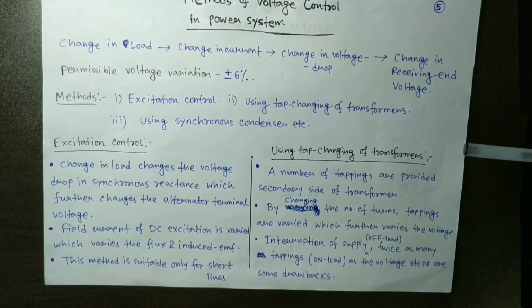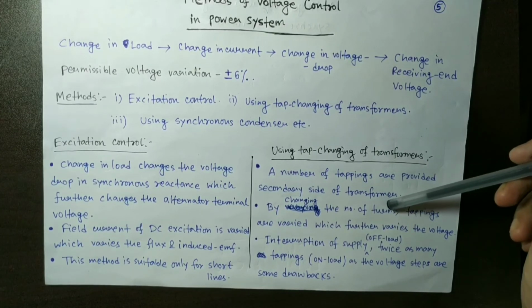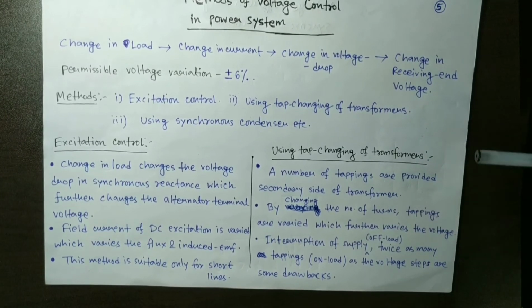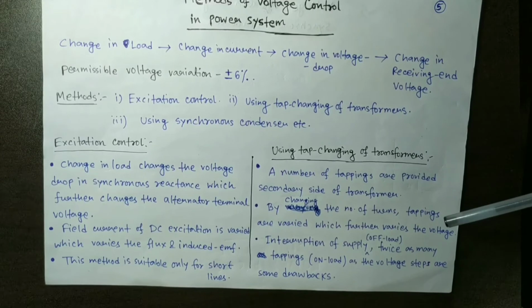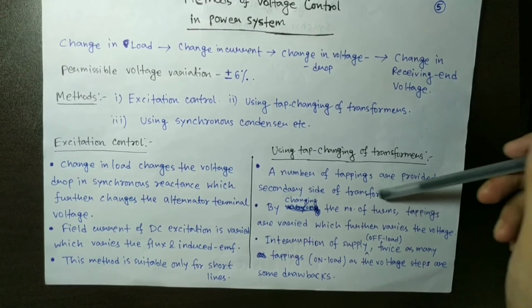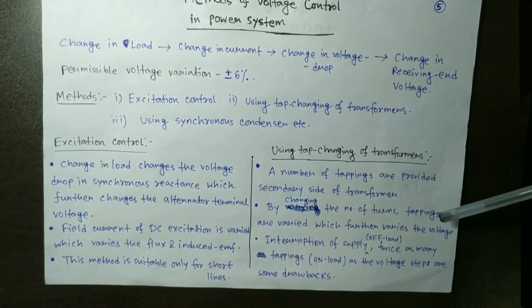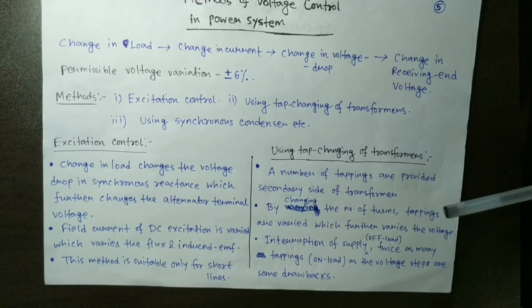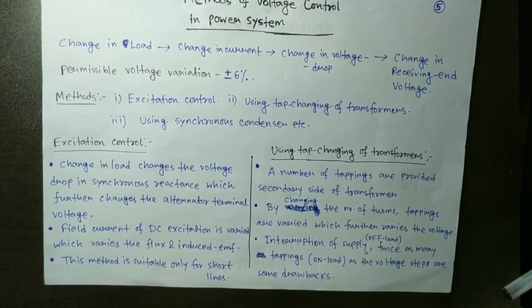So in case the load is increased, you have to increase the number of turns, so accordingly you perform the tap changing and your voltage will be increased. In order to reduce the voltage, you need to reduce the number of turns, accordingly perform the tap changing and your voltage will be decreased. So this is how, using tap changing of a transformer, you can perform the voltage regulation.